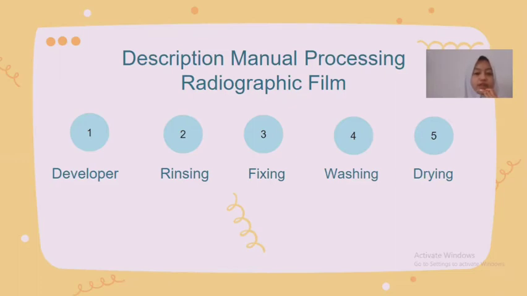And number four is washing. It removes the materials obtained during the fixing, with a temperature of 25 degrees. Standard processing time is 10 minutes. Flowing water maintains the concentration gradients and increases the rate of diffusion of chemicals from the emulsion to the water. And number five is drying. Use a temperature of 40 degrees to 50 degrees with low humidity.